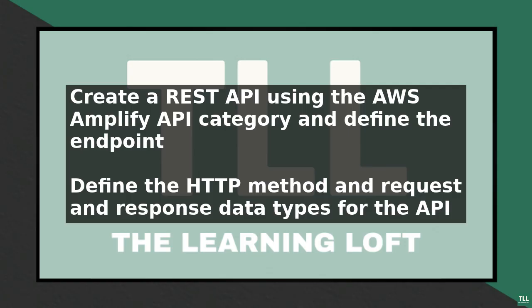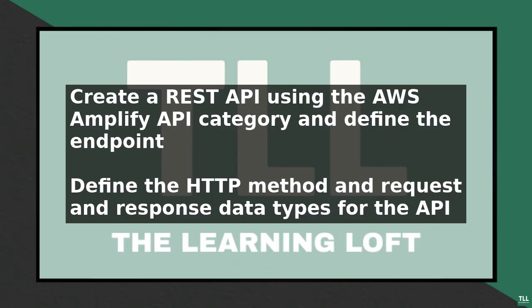To do this, you will use the AWS Amplify API category, which provides a set of tools and features for building and managing REST APIs. You will need to define the API endpoint, the HTTP method, and the request and response data types.